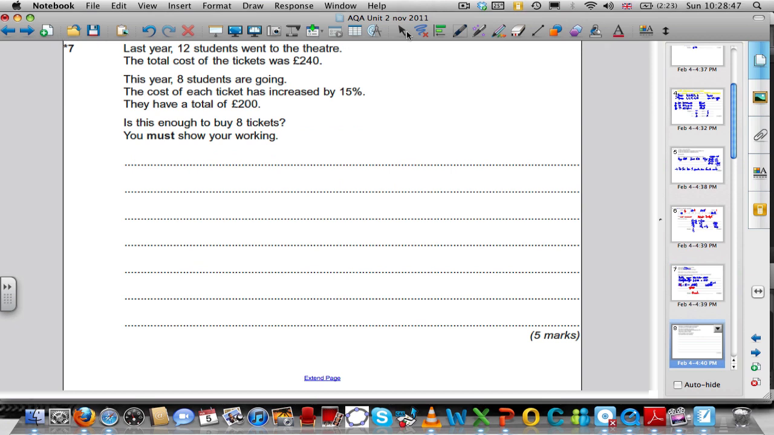Okay, next question. Last year, 12 students went to the theatre. The total cost of the ticket was £240. So for our own benefit, each ticket is 240 divided by 12, which is equal to £20. This year, 8 students are going. The cost of each ticket has increased by 15%. It was £20 before, and now you're increasing it by 15%.